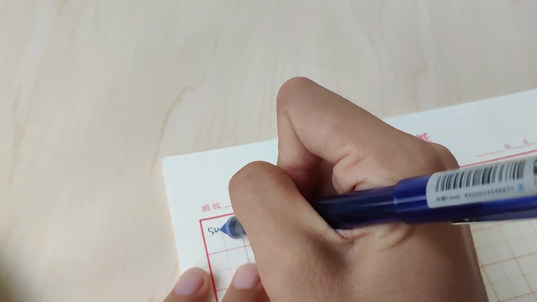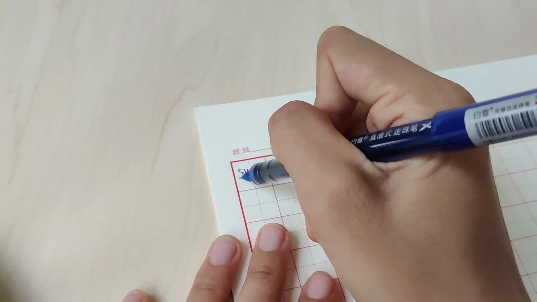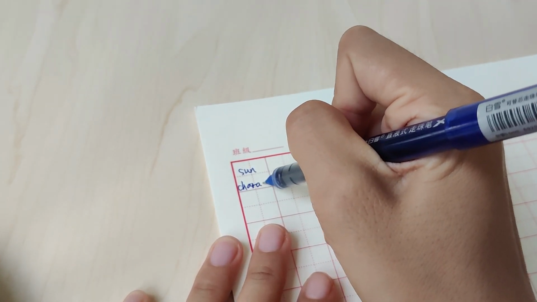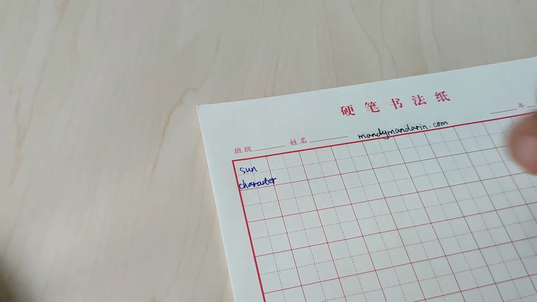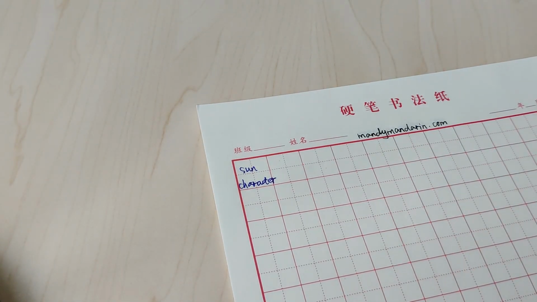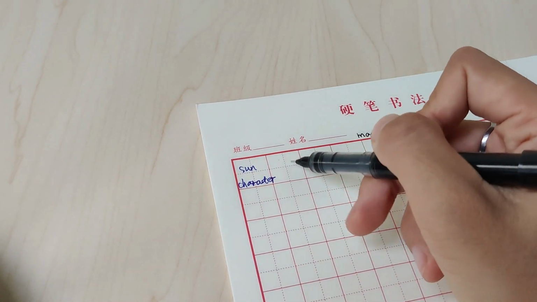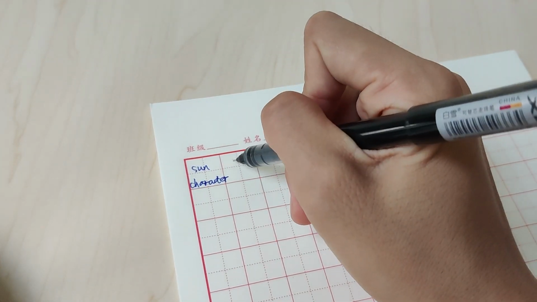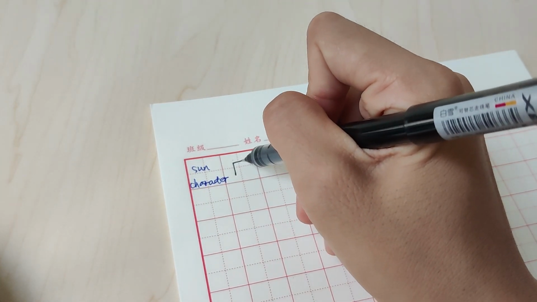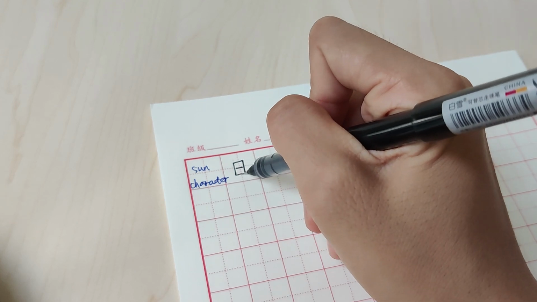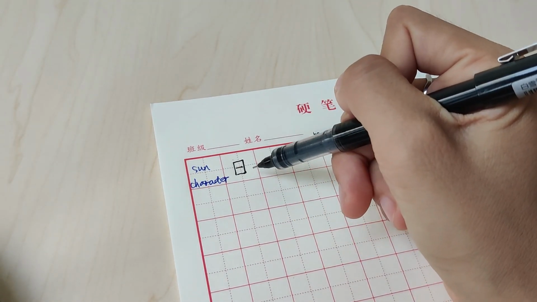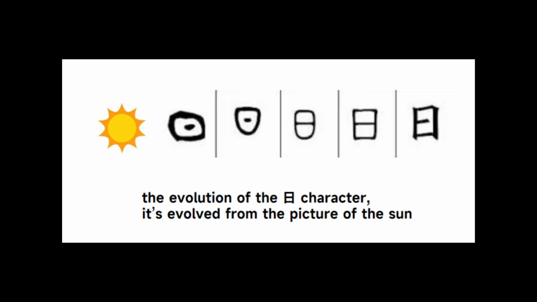Alright, so first of all is the sun character. As a character, it's big. It should cover the whole box. So this is how the sun character looks like. Okay, so it's in the middle of the whole box.